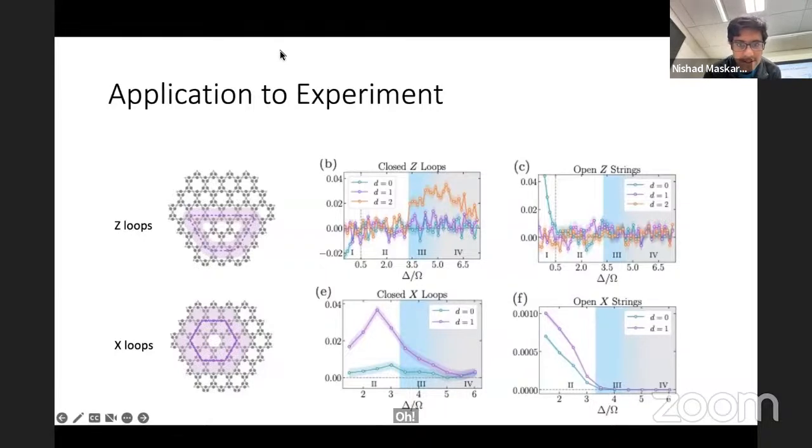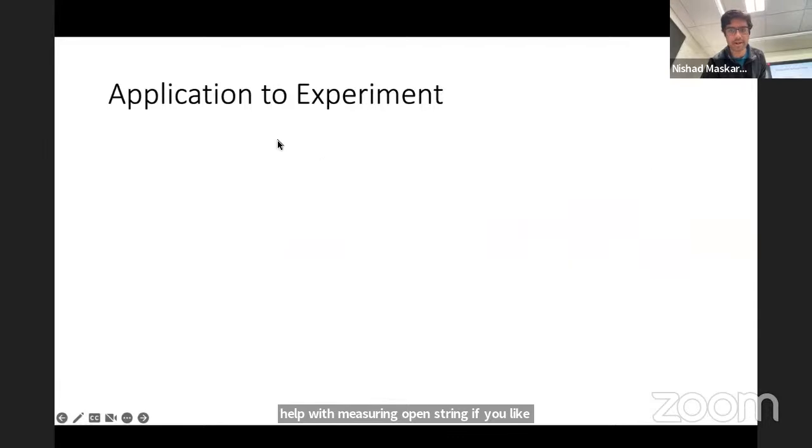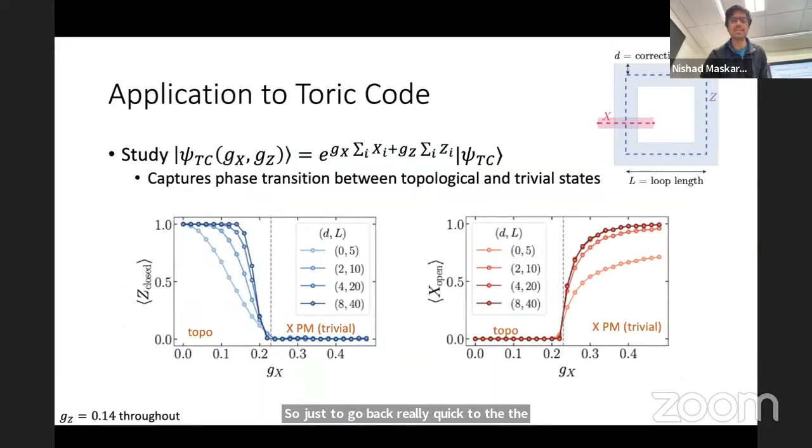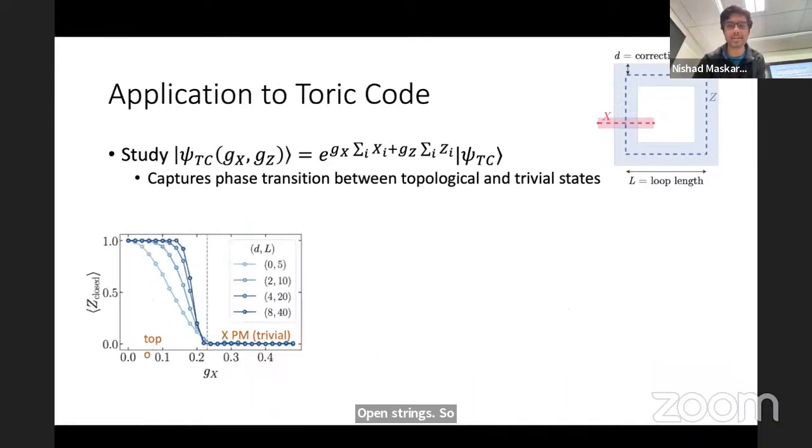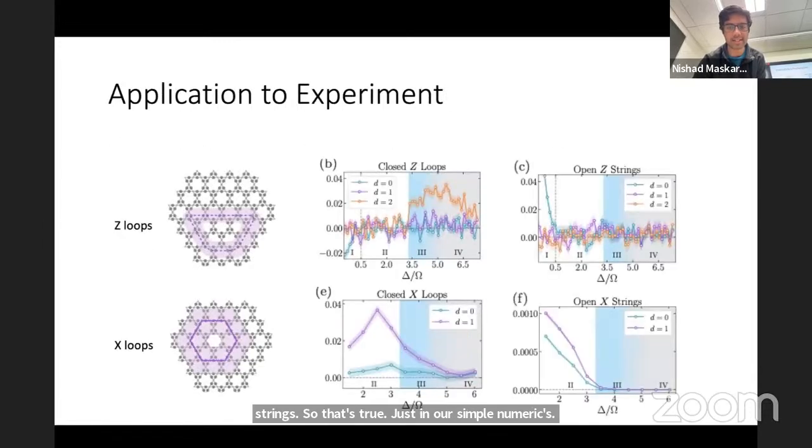Could you repeat the intuition for why LED does not help with measuring open strings? LED does actually help with measuring open strings. Just to go back to the numerics, we also see that in the trivial phase, LED significantly amplifies open strings. That's true in our simple numerics. Going back to the experimental data, we also see that LED amplifies X open strings in the X paramagnet phase. If the open strings aren't being amplified, that suggests there's no ordering in those open strings, or we're in a spin liquid phase or a decoherence-dominated phase where we don't expect these open loops to be amplified. Does that answer your question? Okay, perfect. Thanks for the question.